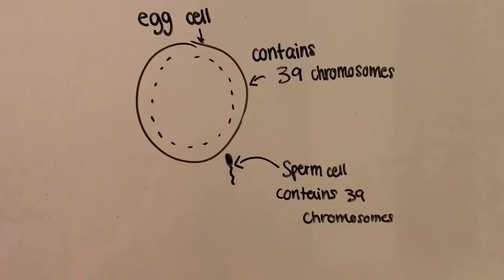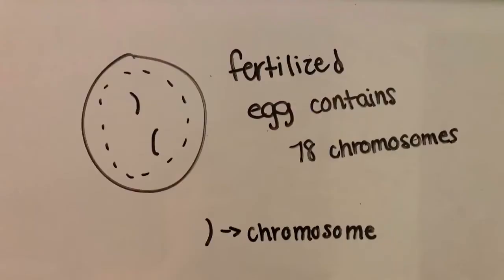Each of these cells have half, also known as the haploid amount of chromosomes as a normal dog cell. This is so that when they join together, they have the normal amount, which is 78 chromosomes, which in this video we will represent with only 2 chromosomes to lighten up any confusion.